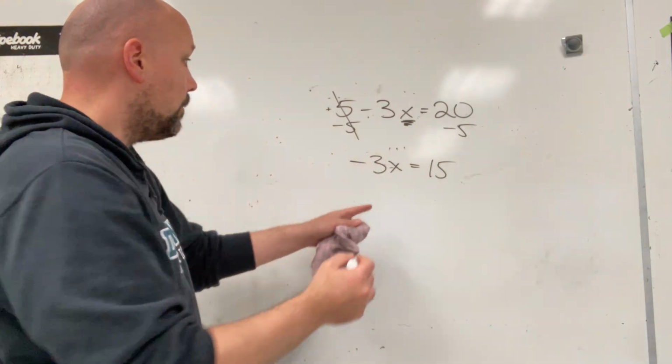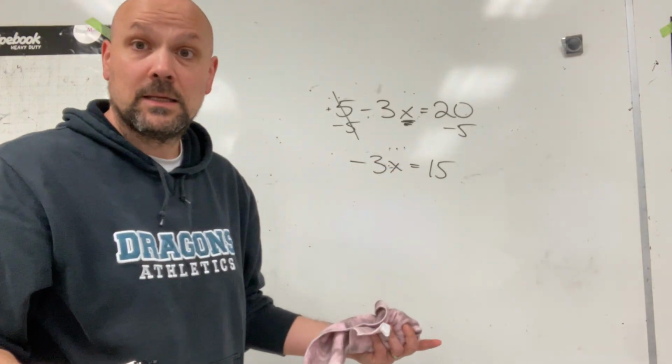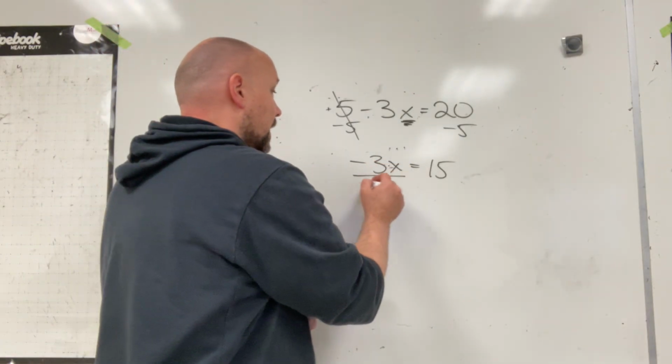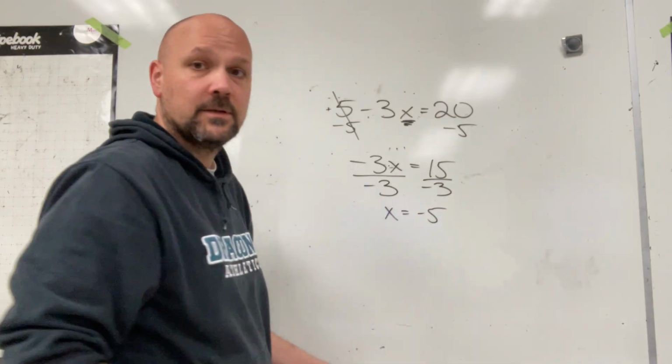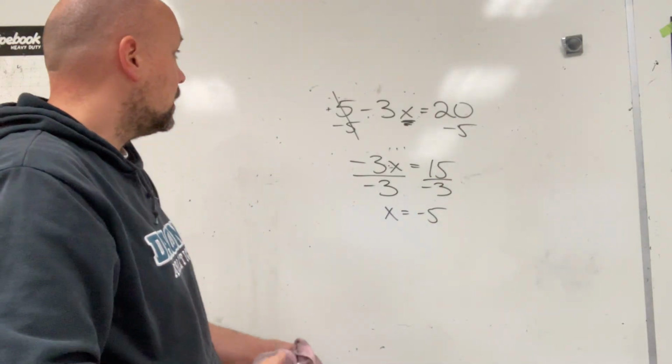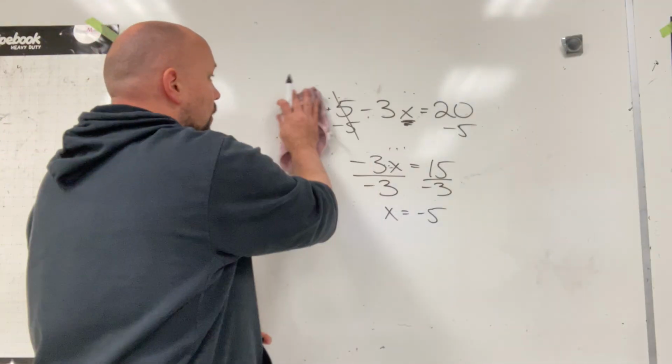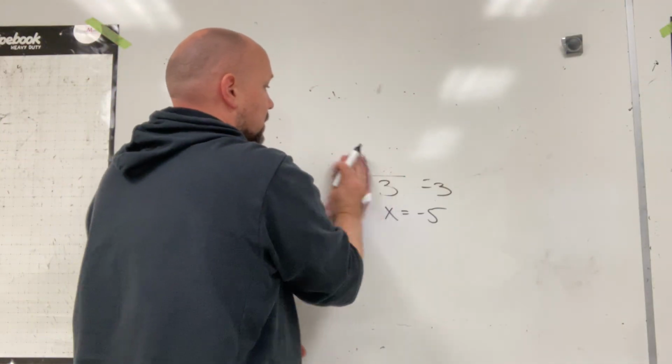And then here, I'm multiplying. What am I multiplying by? Negative 3. So I'm going to divide by negative 3. So x is negative 5. Done and done. All right? What if it gets a little more spicy?